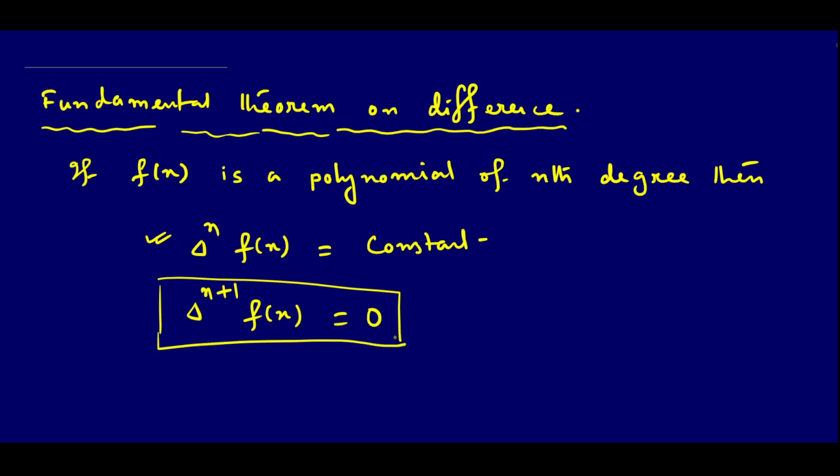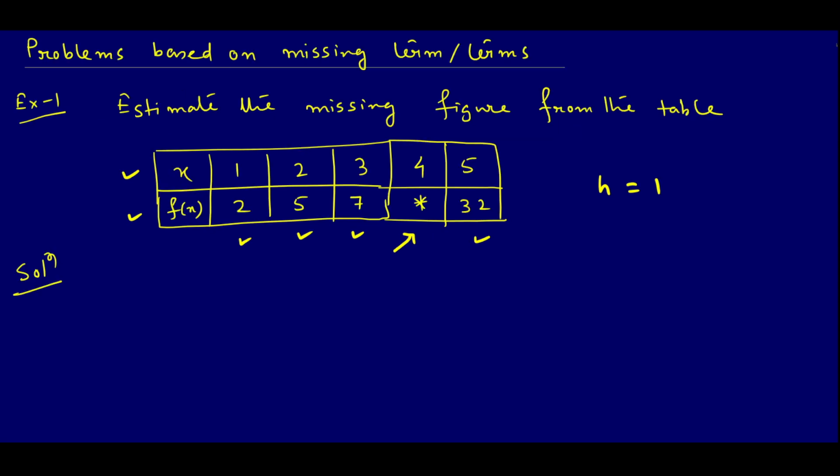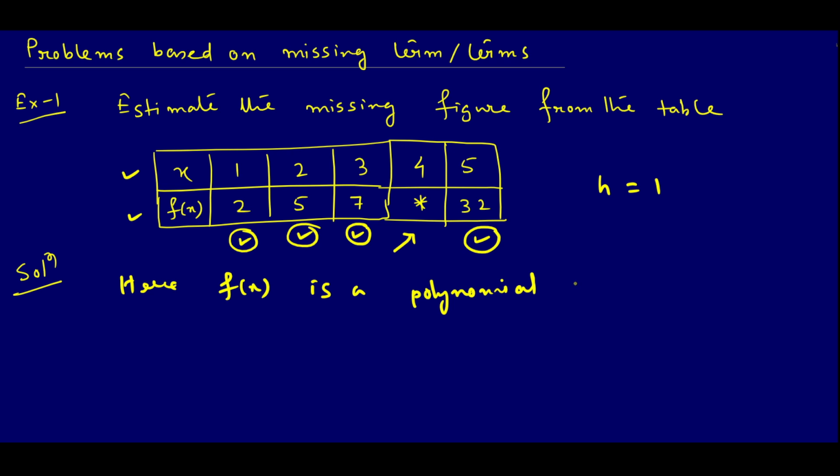So let us see what degree our polynomial is. Here, how many values are given? So 1, 2, 3 and then 4. Okay. So 4 values we know. So here f of x is a polynomial with 4 given entries. Okay, so with 4 given entries, since there are 4 given entries, it is a polynomial of degree 3.